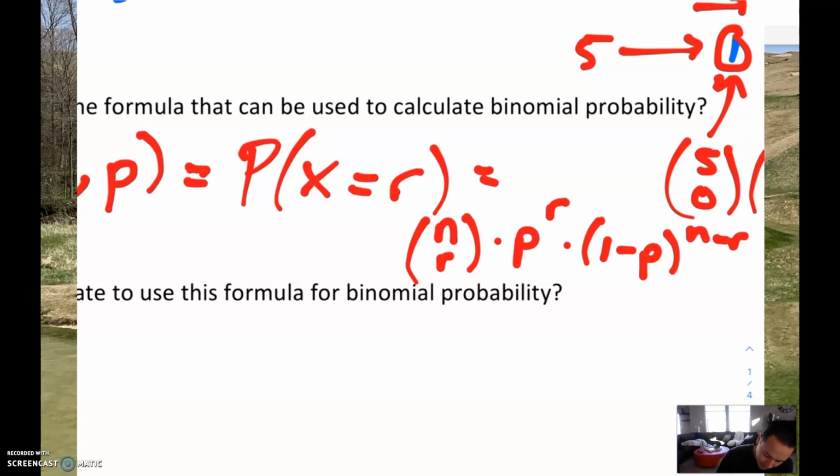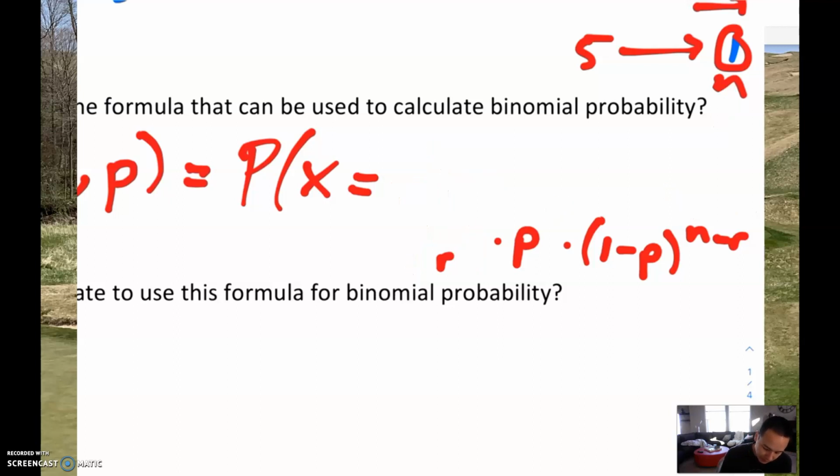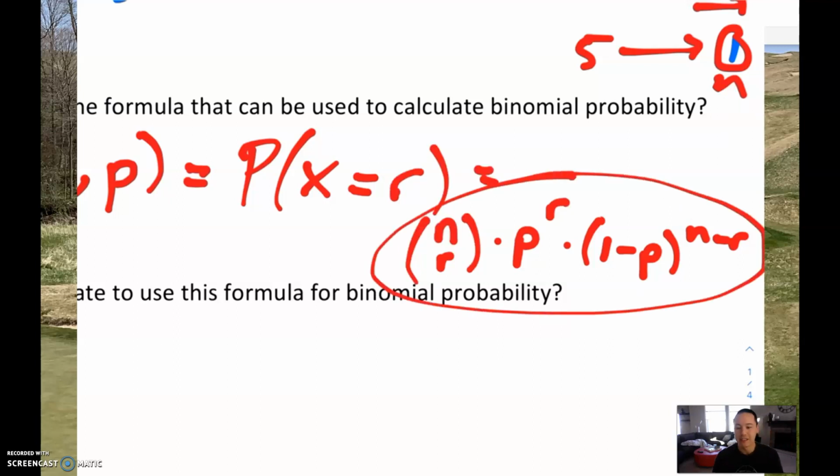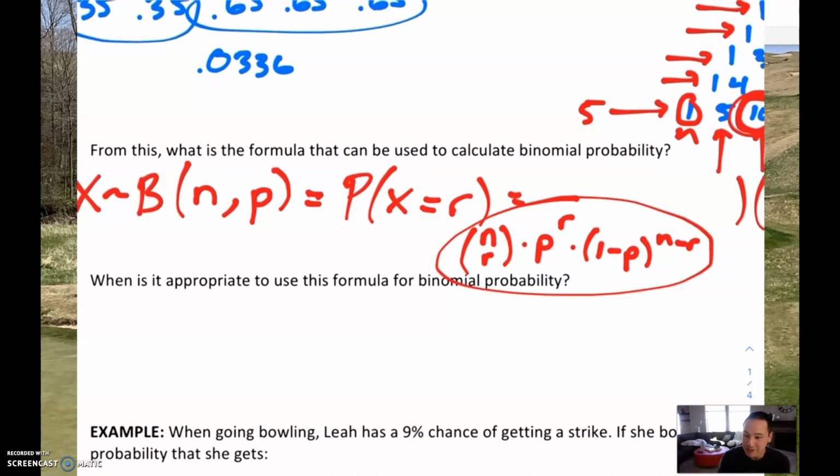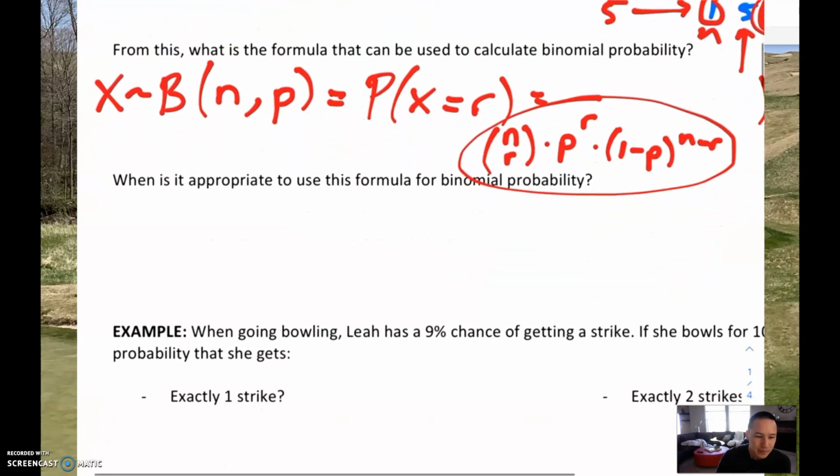I'm going to get rid of some of this for you. So this is essentially the formula that you're going to need for this: n choose r times p to the r times 1 minus p to the n minus r. I know that's a bunch of letters in there. We're going to look at how those letters actually make sense. It's basically just the probability of something happening or not happening, and then plug in some numbers.